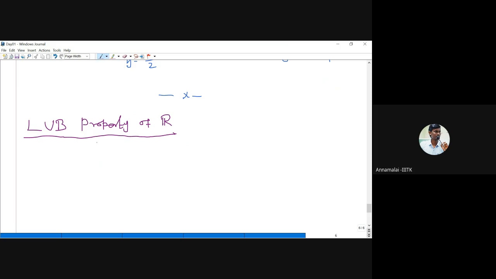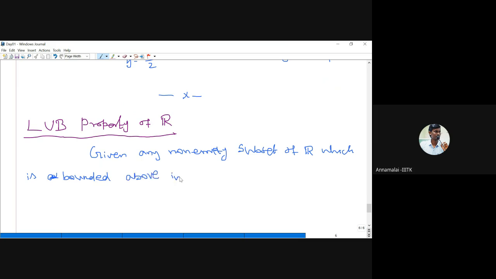So what is the property? Given any non-empty subset of R which is bounded above in R, there exists a least upper bound.